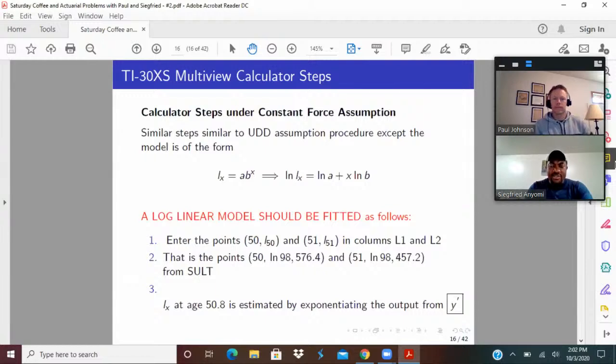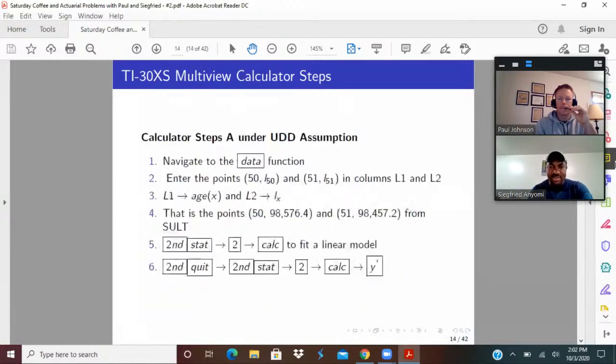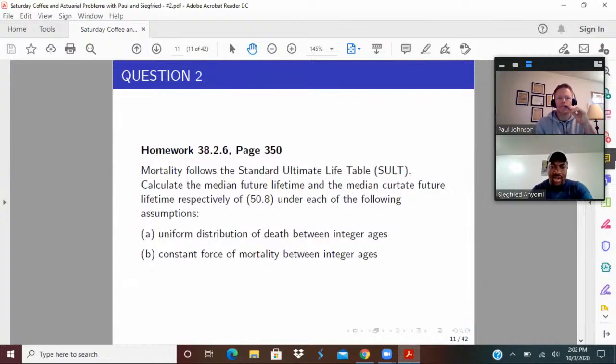Just so you know, last week we looked at how to use the calculator to fit a linear model when given problems where we've got some assumptions, UDD assumption or constant force assumption. So we learned how to use the calculator to perform that process. We also understand that there are some analytical ways to do it. The calculator, in some fashion, helps to save a ton of time, which is the reason why I decided to talk about it.